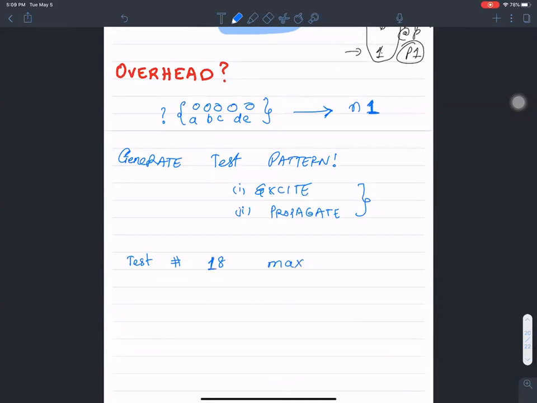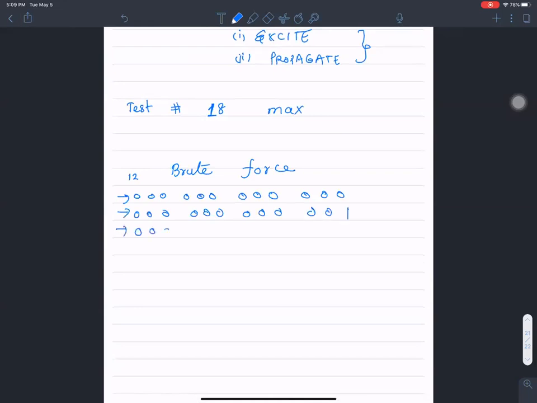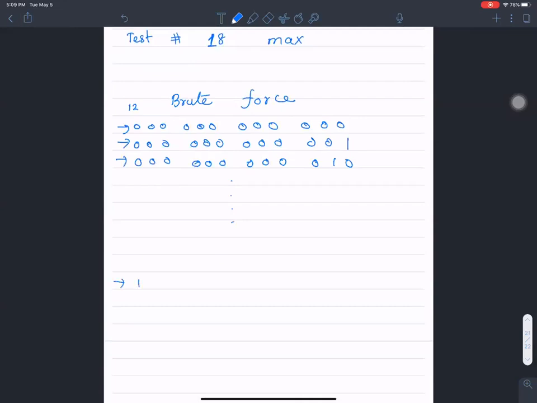But the overhead is, let me illustrate with the example of 12 inputs, right? They go all the way from 0, 0, 0, 0, 0, 0. So using the brute force, you start with this one and then do this. Then you apply this input. Then you apply the next input, right? And you do the exact same thing until you hit the end. Correct? Yes. So that's a total of 2 to the 12 tests.